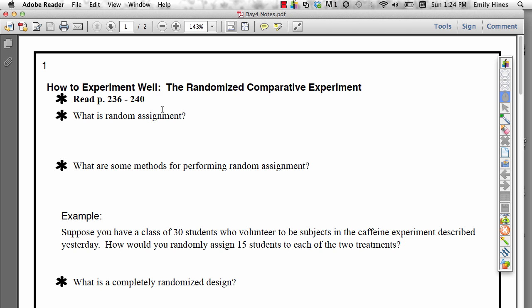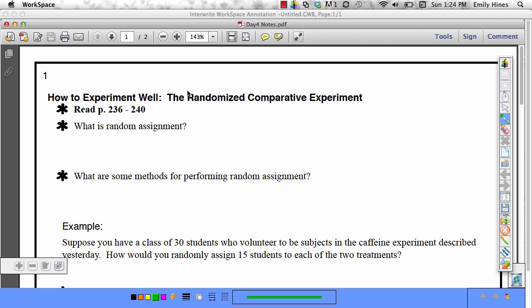In the last video, we talked about how to experiment poorly and what makes a bad experiment. This time we're going to talk about what makes a good experiment. The most important thing that you have to have in an experiment for it to be worth its weight is random assignment. Random assignment is the same thing to experiments that random sampling is to observational studies. You must have random assignment in order to make any generalizations at all. And in experiments, the generalizations are cause and effect.